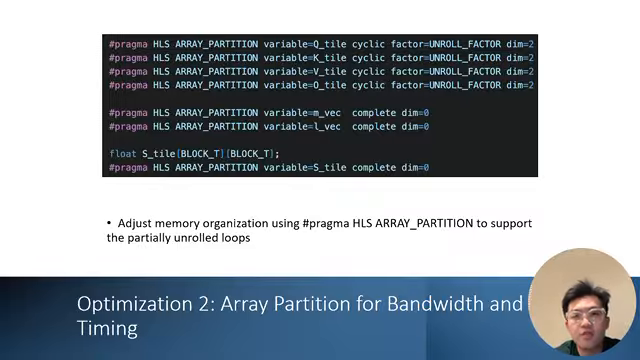For small 1D arrays such as m vector and l vector, as well as the temporary score matrix S tile, we use complete partitioning, which maps each element into its own register or small lookup table. This completely removes multiplexers on those arrays, giving the scheduler maximum flexibility and also helping to reduce the routing congestion and timing pressure on the critical paths of the online softmax and also accumulation logic.